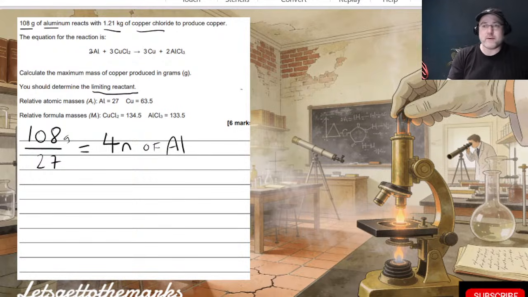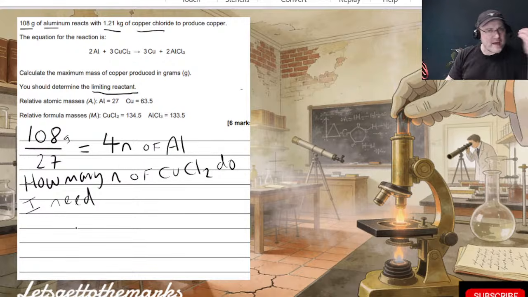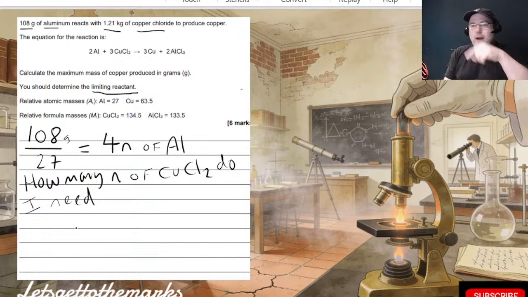Now what I want to do is look at the ratio. That's how many moles of aluminium. How many moles of CuCl2 do I need? So that's what I want to work out next. I've worked out how much aluminium we actually have. I'm not interested in this 1.2 of copper yet. I'm going to work out how many I should have.